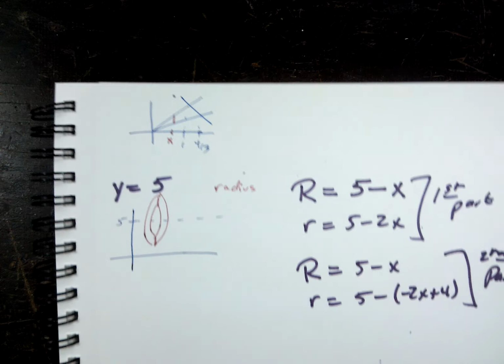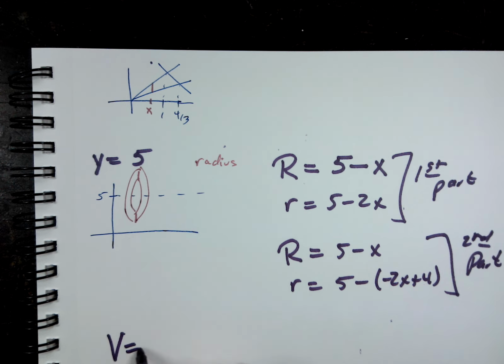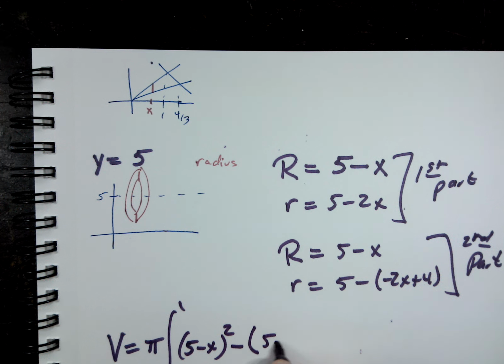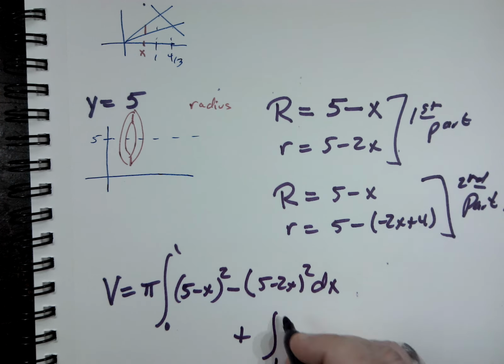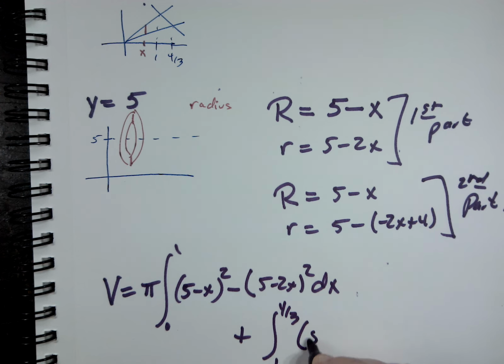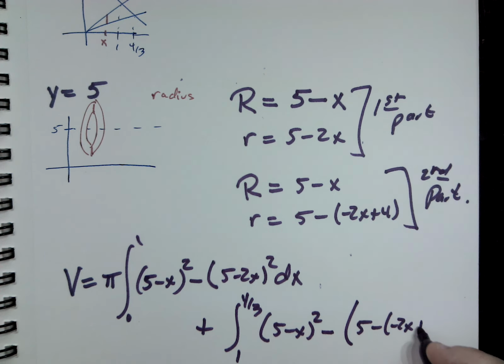So if I ask for the volume, I have pi times the integral from 0 to 1. In this first section, I have (5 minus x) squared minus (5 minus 2x) squared dx, plus the integral from 1 to 4/3 of (5 minus x) squared minus the bottom one, which is (5 minus negative 2x plus 4), quantity squared dx.